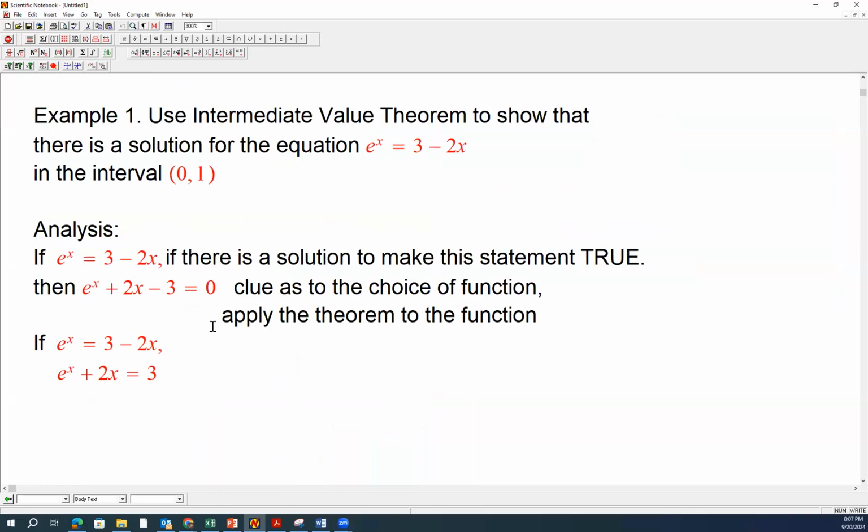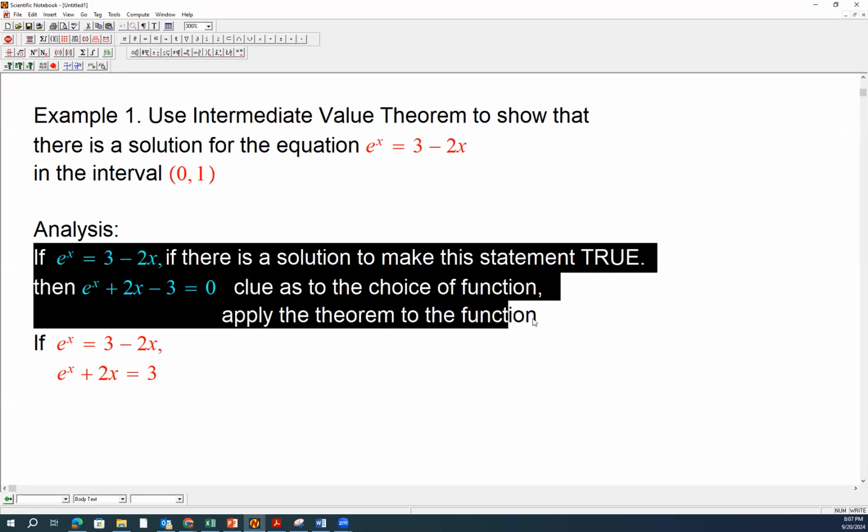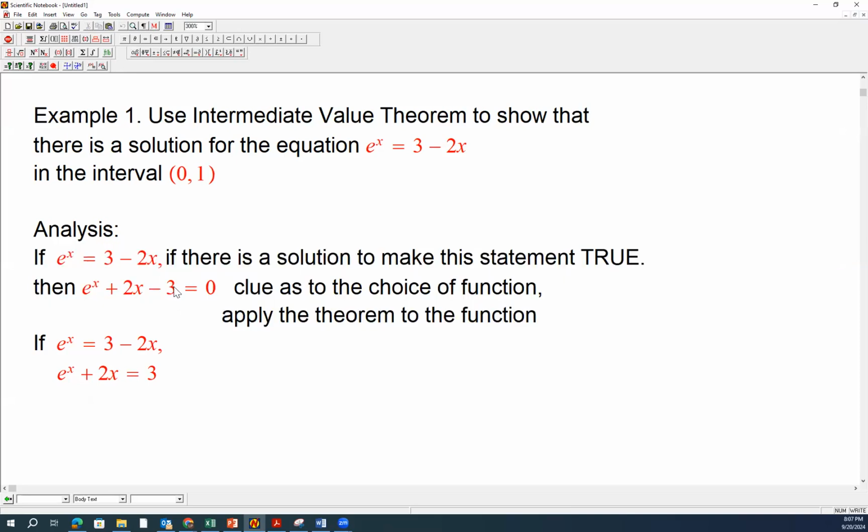I'm going to show you another way to do it, so you can see we're not stuck with only one way. First I'm going to show you if we choose 0. This gives us a clue: if we make it 0, then we get f of x equals to, and this is going to be our choice of function.